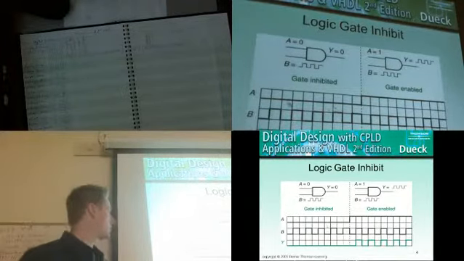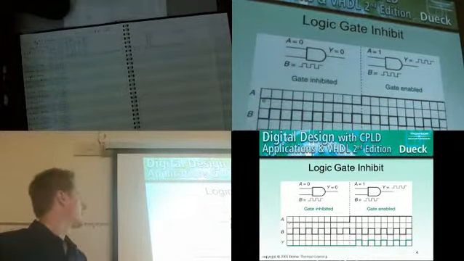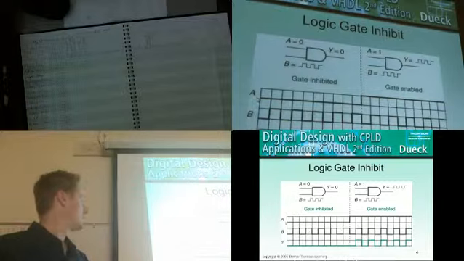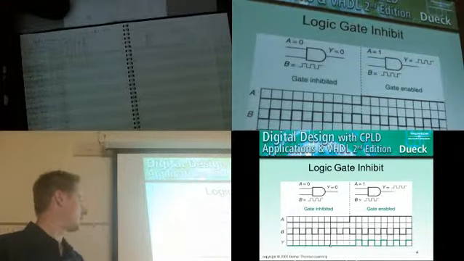So what you wind up with is a waveform. Now if we translate what we set up here into a waveform format, then A is 0 this entire time, which is indicated here, but you have a pulse on B, and so the output Y is going to always be 0, and we call this inhibited.